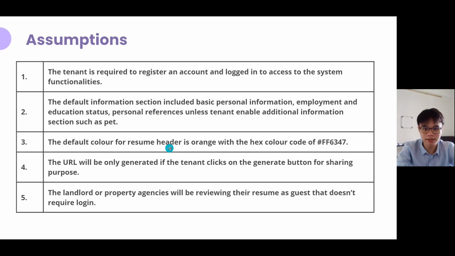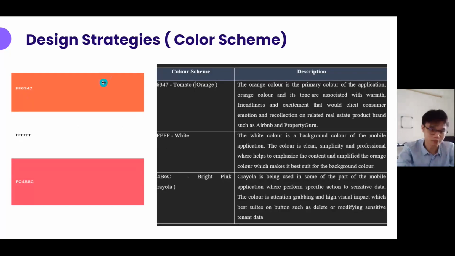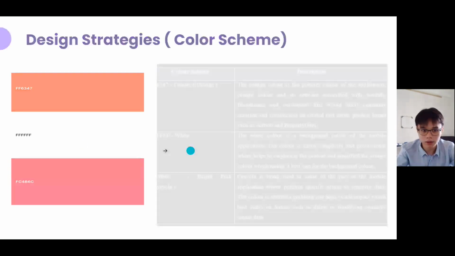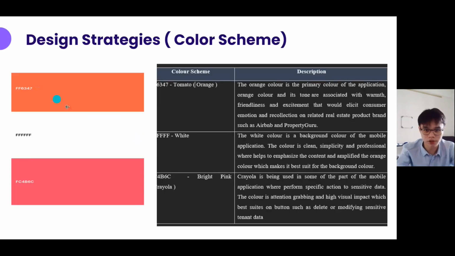All right. For the color scheme, as mentioned, we use the hex code orange, tomato, as our primary color, and our background color is white. The pink color, which you can see is like the Bootstrap danger color, is for buttons accessing sensitive actions, like deleting an account, so the button will be shown in red. You might ask why we chose orange: this color is very similar to most property apps' colors, like Airbnb and PropertyGuru, so we decided to choose orange.